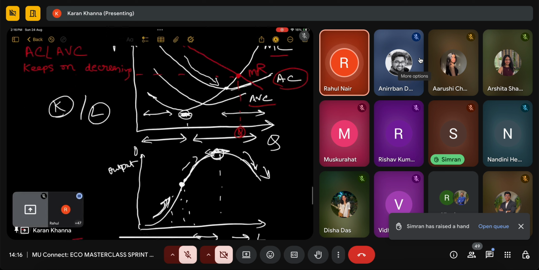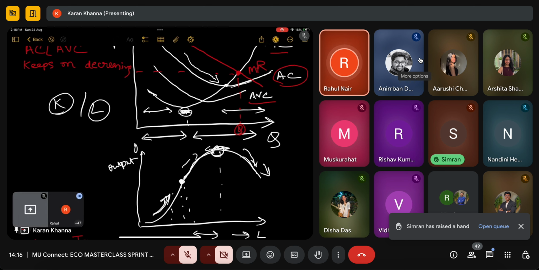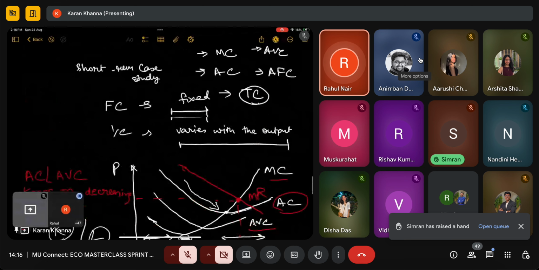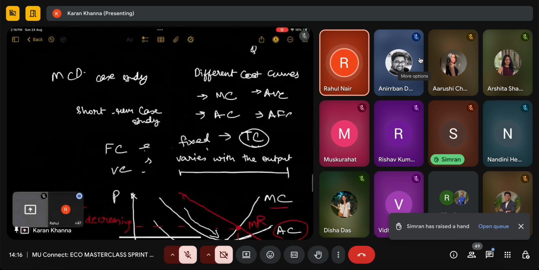So there are so many concepts. They are interlinked to each other, right? Now we can interlink the total product cost curves and the marginal revenue curve that comes from the demand curve, right?